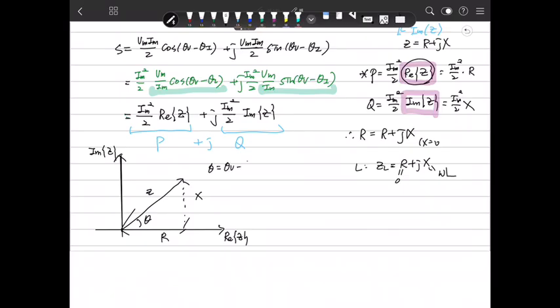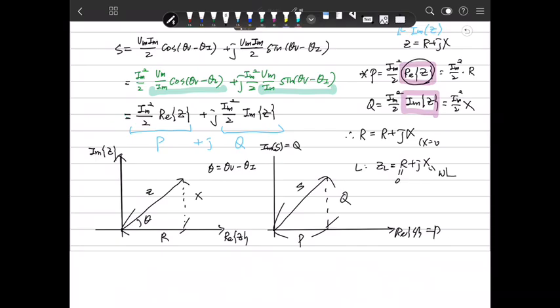Here theta is theta V minus theta I. That also we can represent in the same form here. And this is a real S. That means P is the real part and Q is the imaginary part. So this is S, this is P, and this is Q. So this is theta. This is also the load angle theta, the same thing.